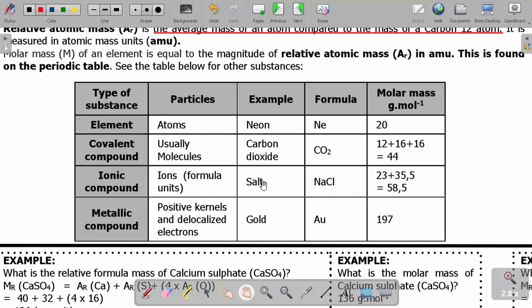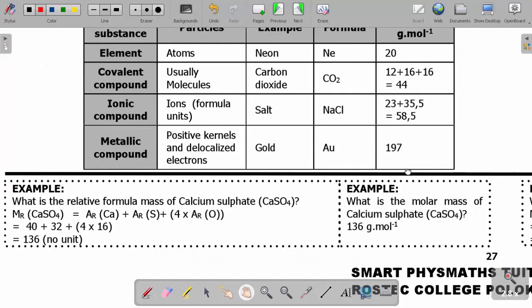And then if it comes to ionic compounds, we have ions, the formula units. For example, these are salts like sodium chloride. Now to get molar mass, again, we add for sodium, which is 23, and then chlorine, which is 35.5, giving us what? 58.5. And then lastly, we have what we call metallic compounds. They contain positive kernels and localized electrons. For example, gold, which is Au, has a molar mass of 197 grams per mole. Let's look at some examples here so that you get this properly.